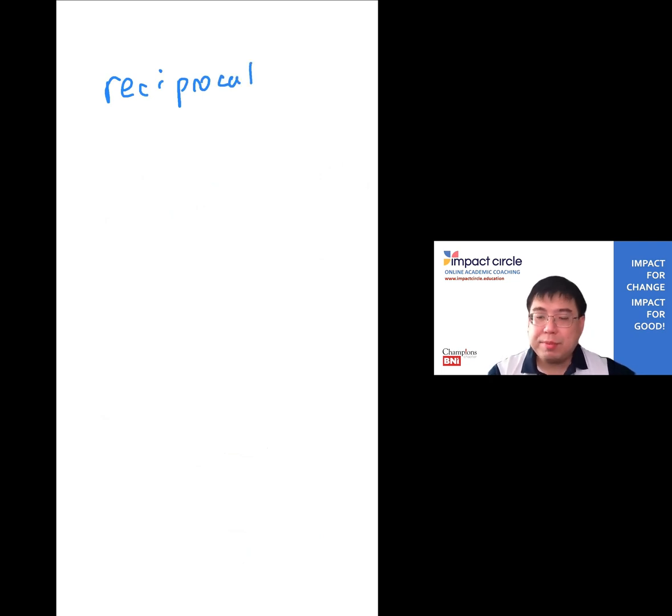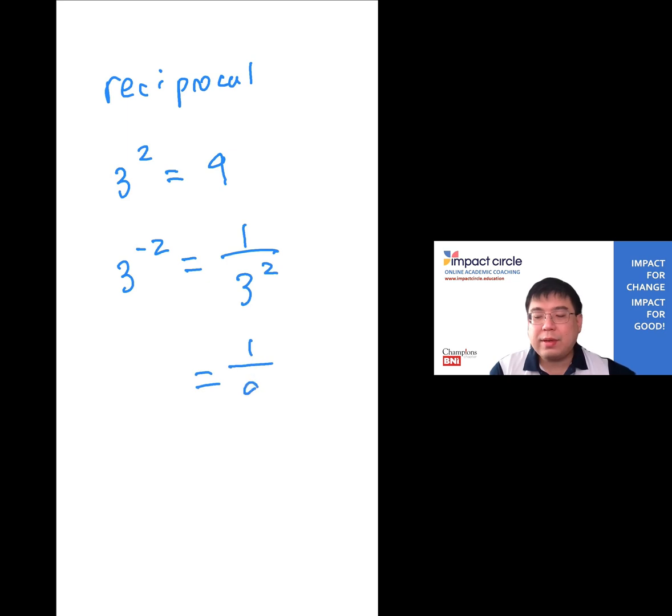Okay, so a simpler example with this: 3 to the power of 2 is 9, but 3 to the power of negative 2 will be equal to 1 over 3 to the power of 2, which will give you 1 over 9. Okay. So by the way, the common misconception is that a negative power is a negative number, but this is not true. Okay, you can see this is a negative power, but it's actually a positive number.